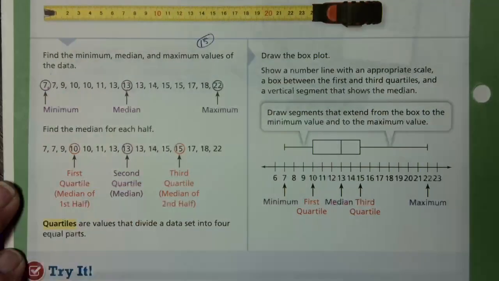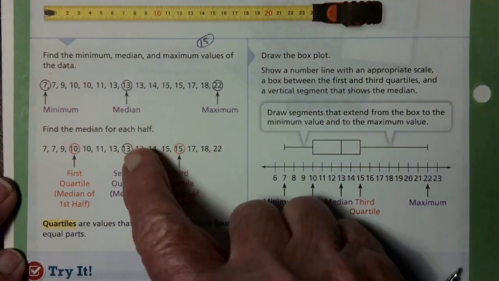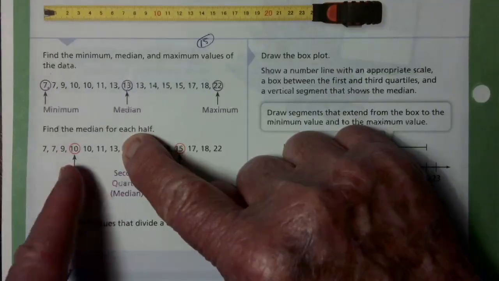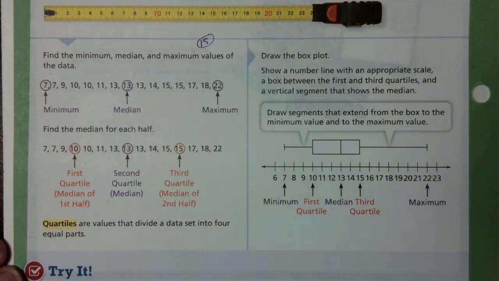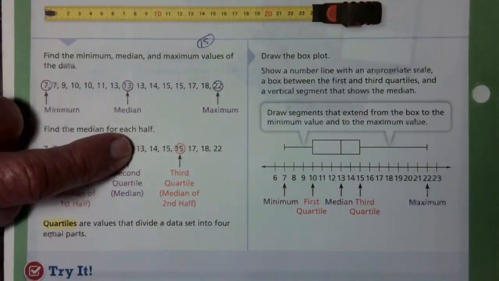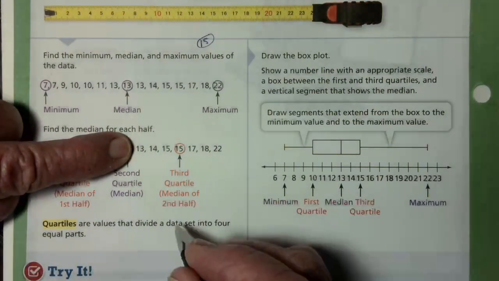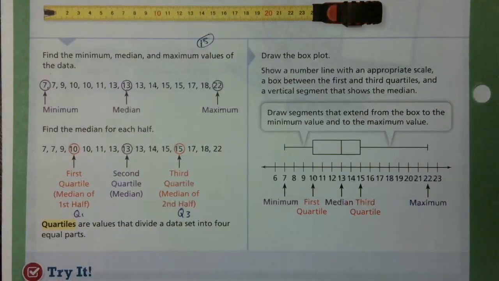Now I've got to find the line. We've got to find the Q1. So notice how they did that. They left this number out and they said, okay, there's 3 on that side and 3 on that side, so that is my Q1, it is 10. They left the 13 out and they said there's 3 here and 3 here, so the 15 is Q3. So this is Q3 and this is Q1. So you've actually found the median 3 times.